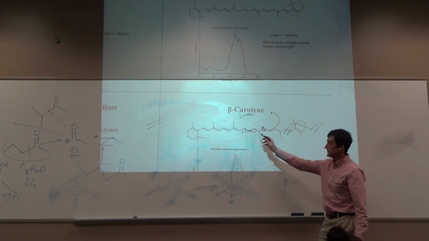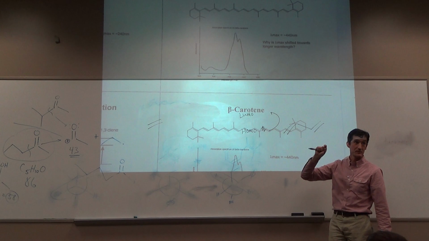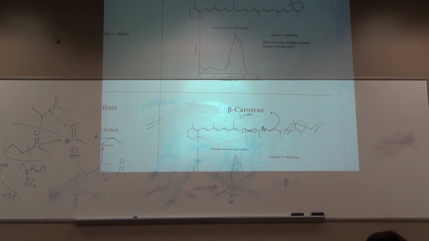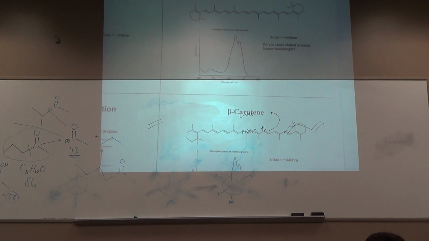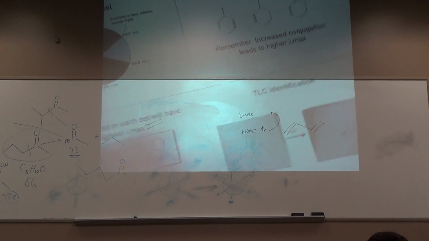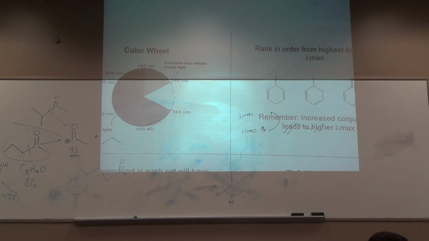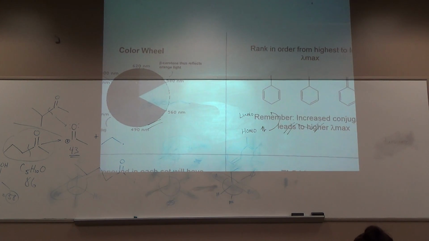Things that are highly conjugated, that gap gets even smaller and smaller. Your absorbance starts moving to the right, to longer wavelength. Why is beta carotene orange? You already said it, huh? It absorbs one wavelength and therefore reflects the other. Yeah, it absorbs, that's really what it's reflecting, right?